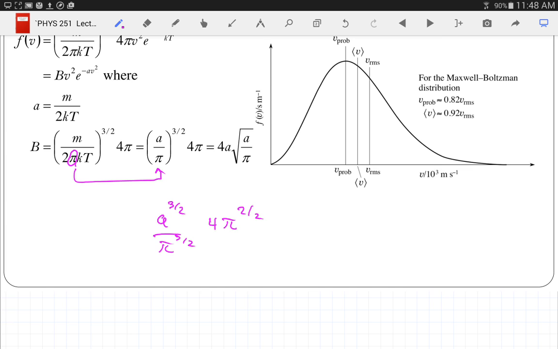And so I took this A to the 3/2, which is A times the square root of A, and I canceled this to make that a 1, and wrote this as 4A, the part that's not the square root of A, leaving the square root of A over pi afterward. And so B can be more simply written as 4A times the square root of A over pi.